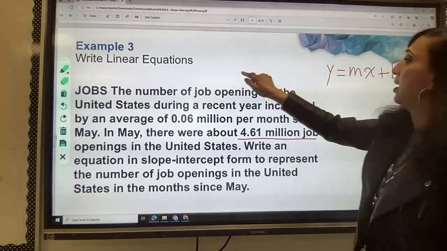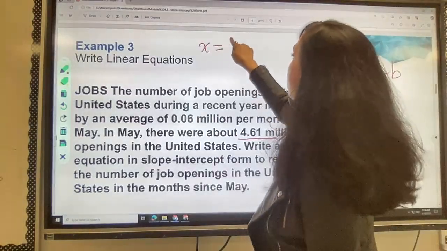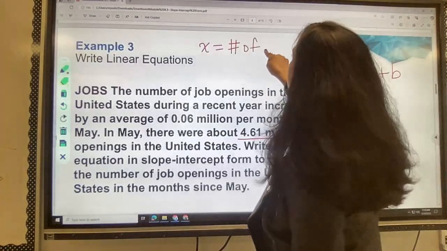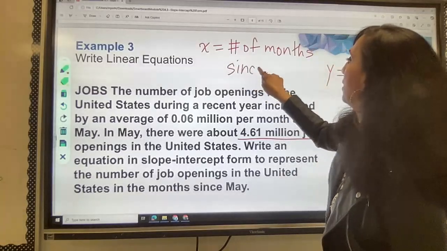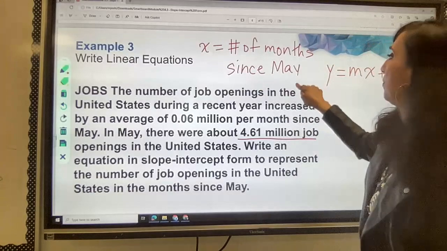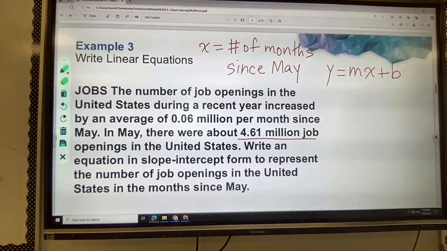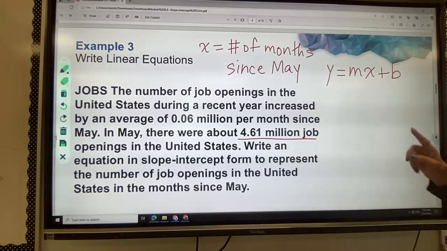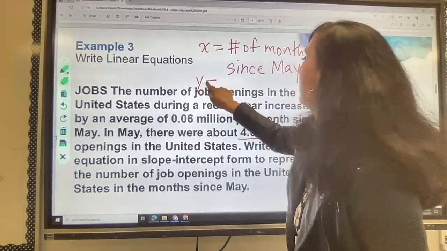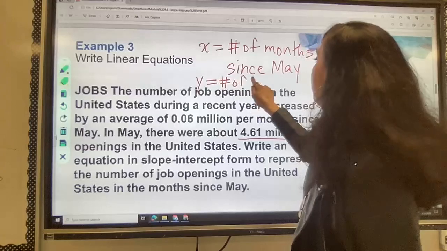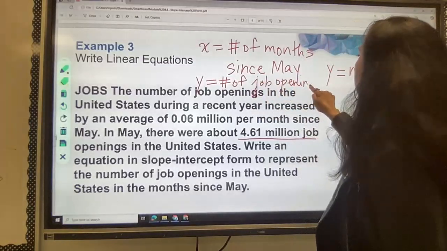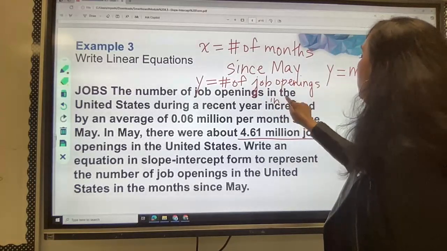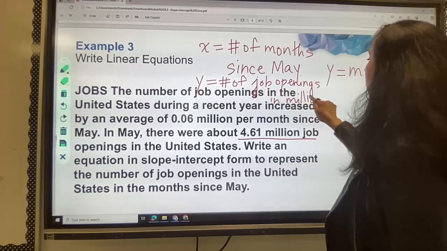So we're going to say x is equal to the number of months since May. All right, and then we are going to say that y is the number of job openings in millions, because that's what we're talking about, right?